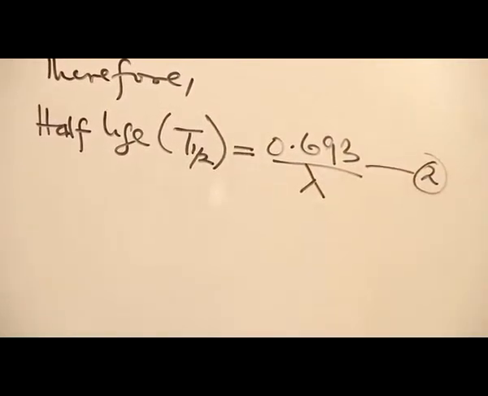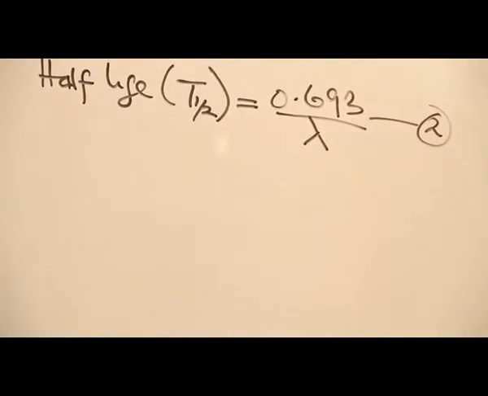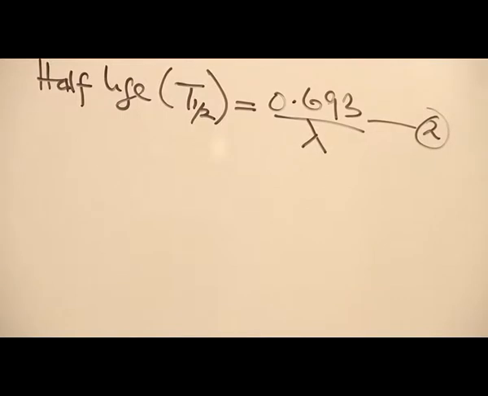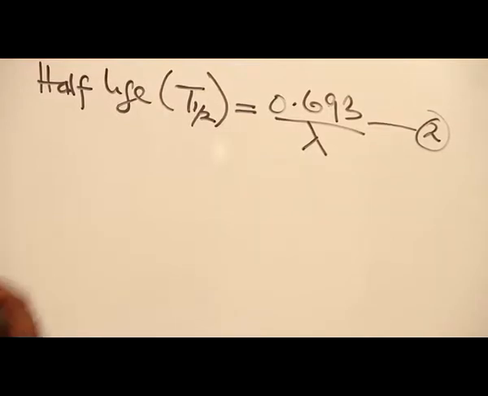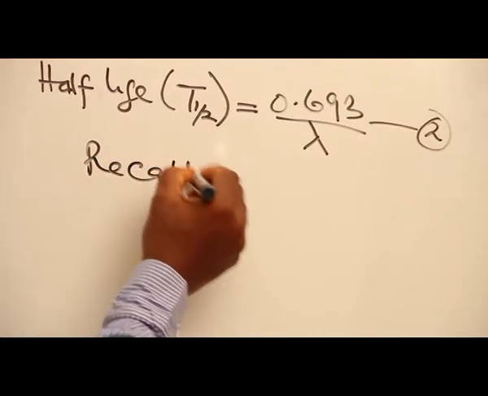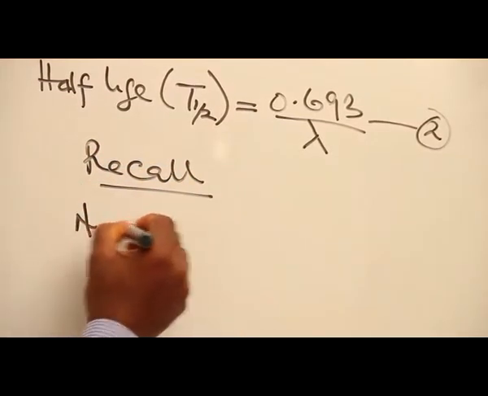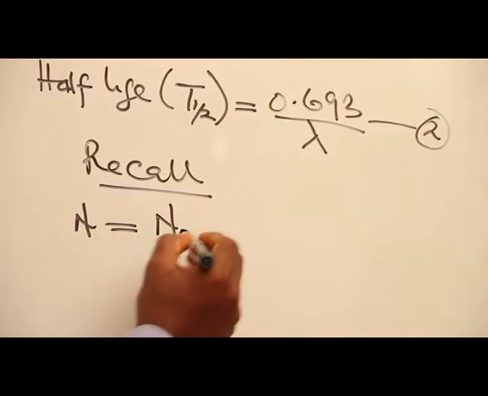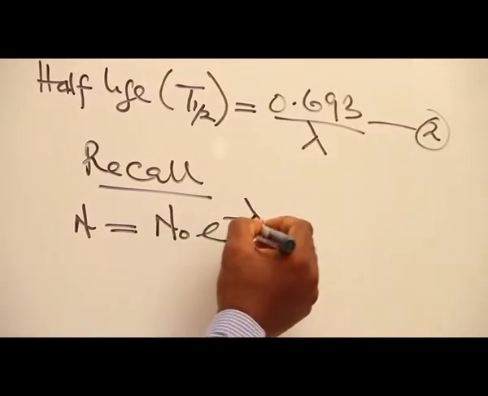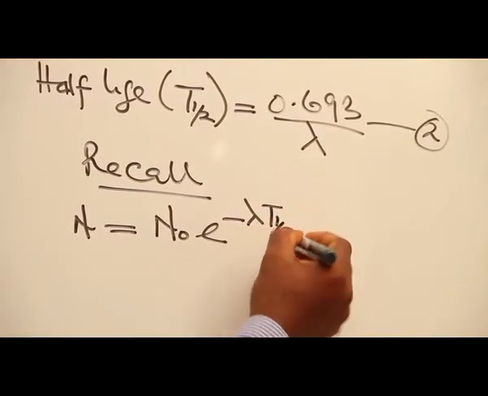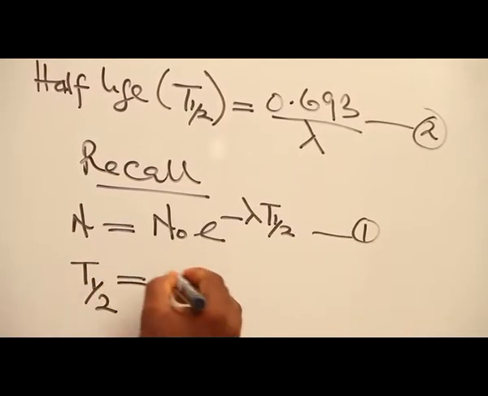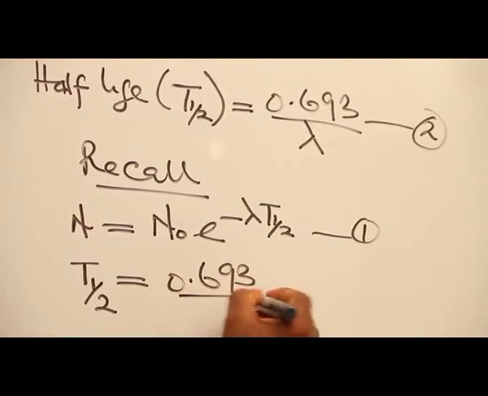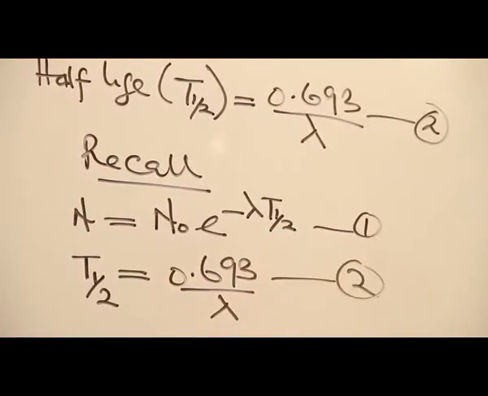This is equation 2. The next equation we are going to get will be a combination of 1 and 2, which will help us to solve problems that has to do with radioactive decay. So we know equation 1 to be number of particles remaining equals to the initial number times this. This is our equation 1. We also know the half-life to be equal to 0.693 divided by the decay constant as our equation 2.